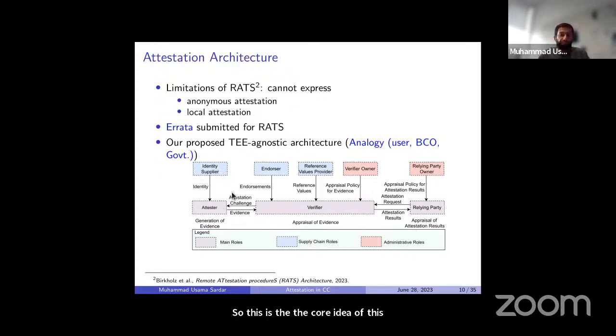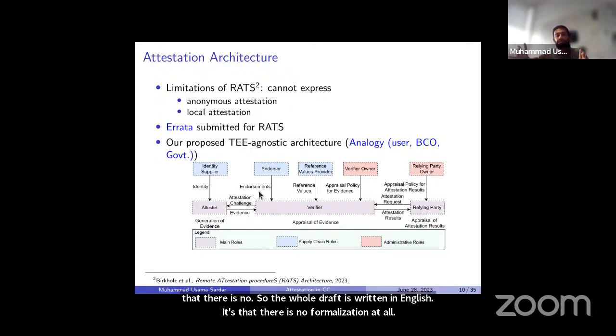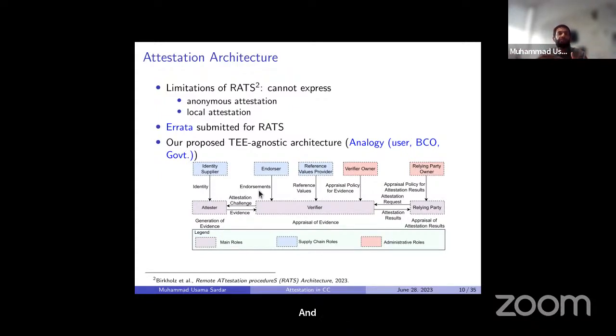And now, with this clarification, the whole draft is written in English. There is no formalization at all. And we clarified via mappings what endorsement means in terms of Intel TDX, for instance, and what the reference values are for TDX, and so on.